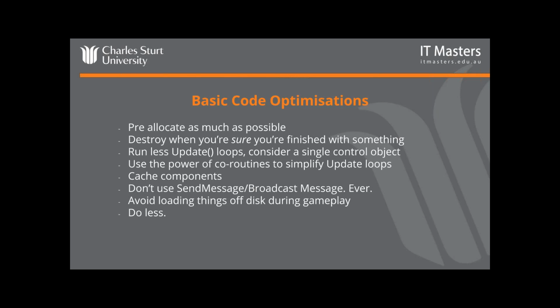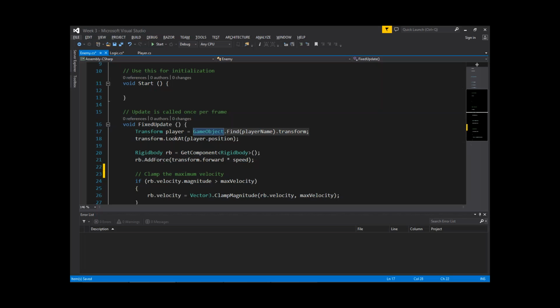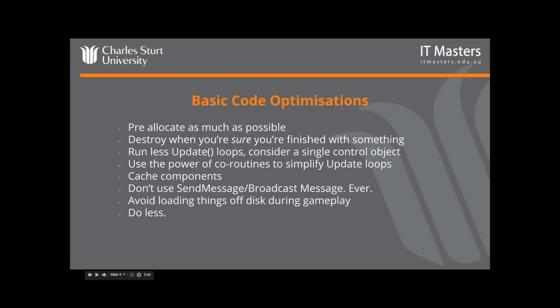Cache components. Now, a component that we're doing here is this transform. I'm looking at the transform, but I'm looking for it every time we do a physics step. So we can cache that, and that's what we're about to do.